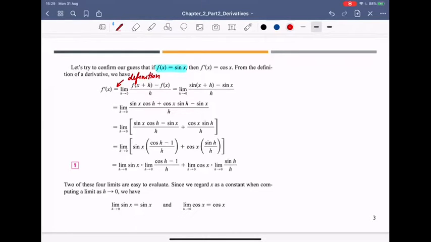So for the definition, you use this. I can use f(x plus h) minus f(x) over h, where h goes to 0. After that, I replace f(x plus h) with the sine function, and then I have sine(x plus h). By using the trigonometric identities, I am going to expand that and get this, right?